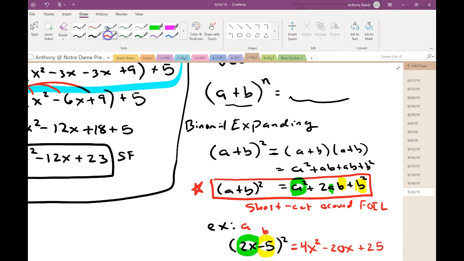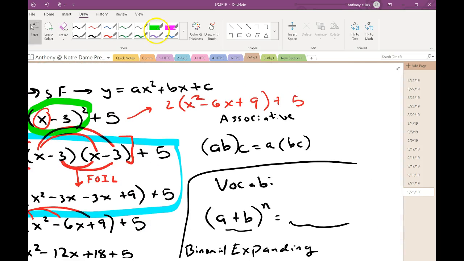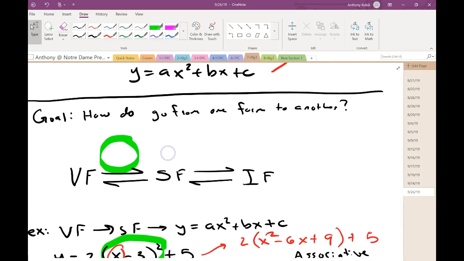So the term that I'm going to write in then, going from vertex form to standard form, is the term expand. And that's going to be my reminder of how we go about doing this: the process we're going to use is called expanding. Okay with that?